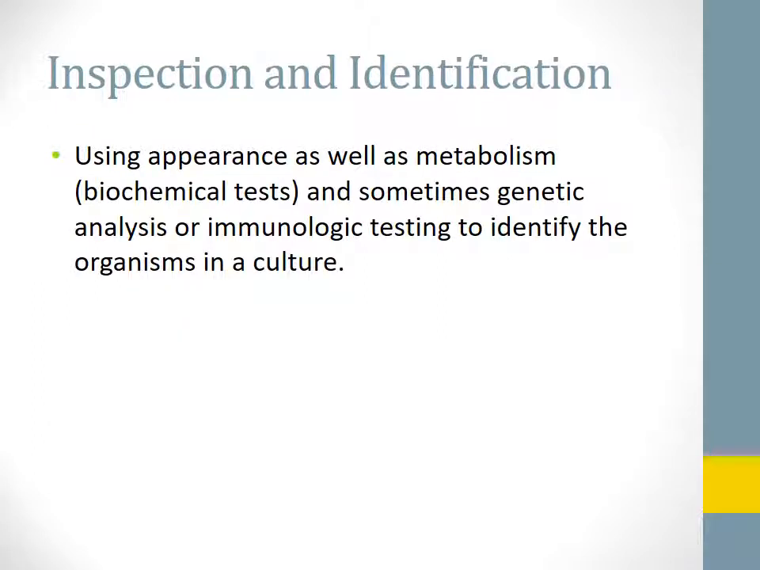So then lastly, with inspection and identification, you're going to do any additional tests, biochemical tests or genetic analysis, or you could do an ELISA to determine what organism you have. Certain organisms are going to express certain proteins, so an ELISA might be used to detect that protein. Genetic analysis would look at the genome: is this gene present? Is there a gene for antibiotic resistance? Only this strain, only this species has that gene, so that's what it is.